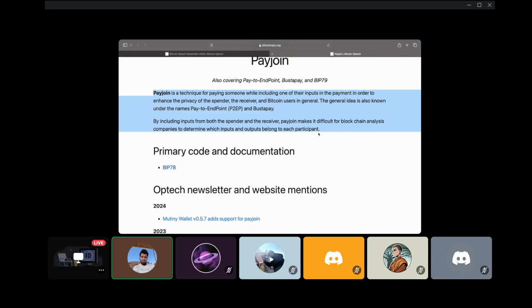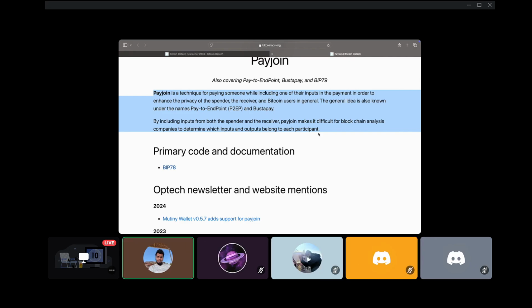Let's say Alice wants to send one Bitcoin to Bob. Usually, Alice chooses an unspent transaction output, a UTXO, from her wallet, signs it, and broadcasts it to Bob's address. With Payjoin, this stereotypical mechanism is altered such that even the recipient participates in the input, right?